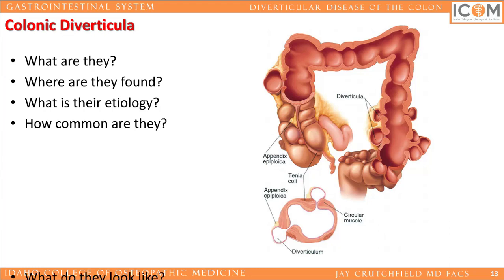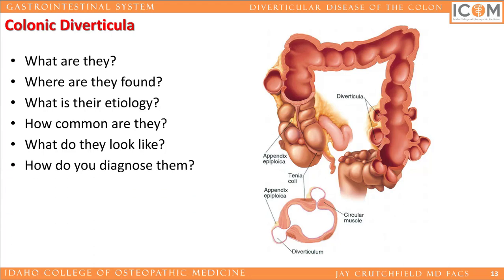How are they diagnosed? They can be diagnosed in a number of ways. Colonoscopy examinations, barium enema exams, CT scanning, or even physical exam, where they're often palpable as a firm, hard mass in the left lower quadrant. This can be confused for constipation.